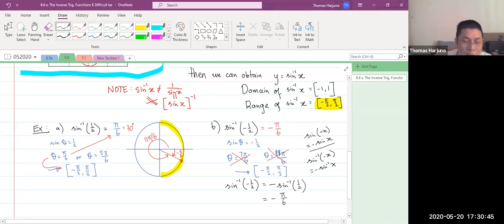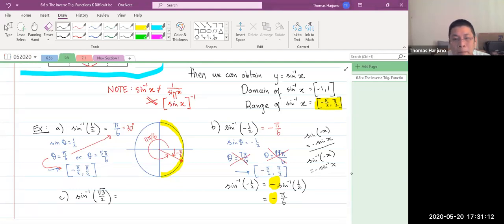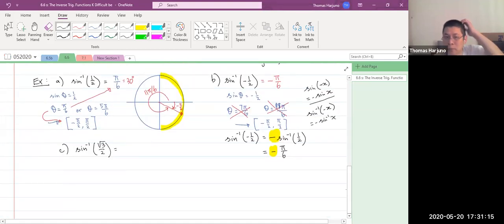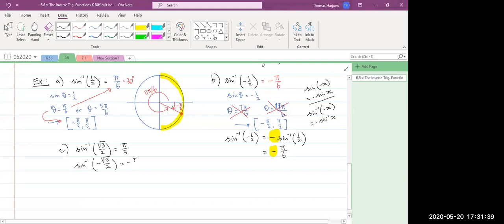Right? I do it in two steps here, but the first step is basically something you can do mentally. Okay, let's try again. Suppose I have sine inverse of radical 3 over 2. What's that? It's positive, so it must be in quadrant 1. Sine of what in quadrant 1 is radical 3 over 2? Pi over 3, okay. Now then, if I ask instead, what is sine inverse of negative radical 3 over 2, that will be negative pi over 3. That's right.